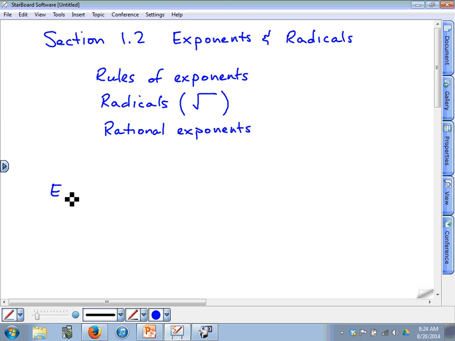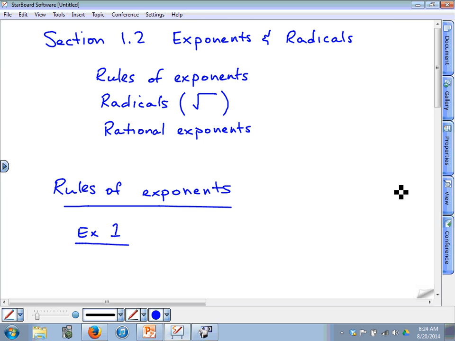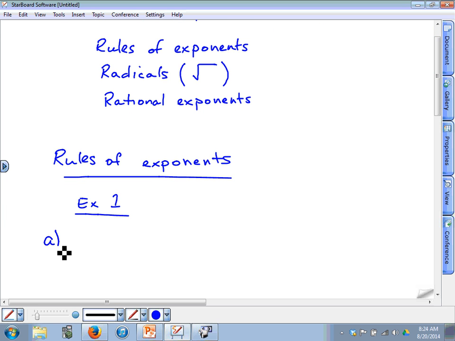Let's just start with some easy examples. Rules of exponents. You might be a little rusty at this, but I'm sure it'll come back pretty quick. Or I'm hoping. I'm being optimistic. A couple of problems to try. See what you can make out of those.